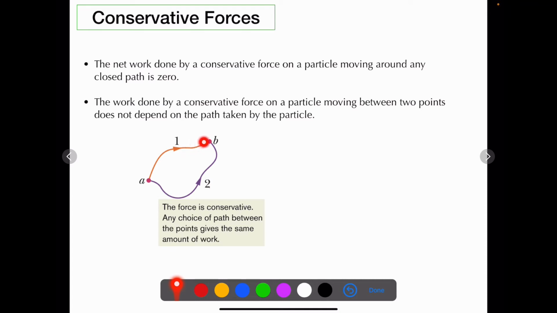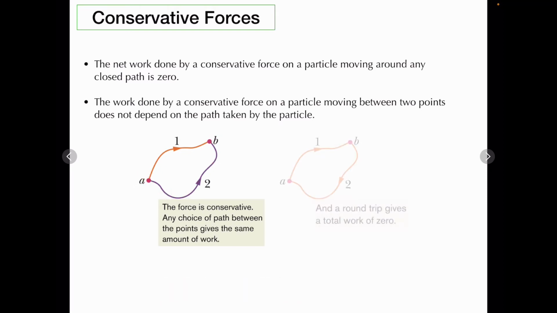So path number A, if we follow path number A to move the object from point A to point B, the work done will be, let us say, W_AB1. And the work done in taking the object from point A to point B via path 2 will be W_AB2. So both of these work done will be equal in magnitude.